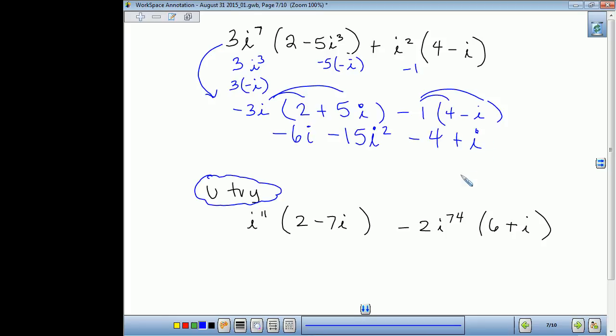Okay. So we're going to distribute the negative 3i here, and that's where the negative 6i and the negative 15i squared come from. I'm going to distribute the negative 1 here, and that gives me the negative 4 plus i. Now, the only thing left to simplify is right here. That i squared turns that into a plus 15. And so when I add the real parts, 15 minus 4 is 11. When I add the imaginary parts, negative 6i and positive i results in negative 5i. So this simplifies to 11 minus 5i.